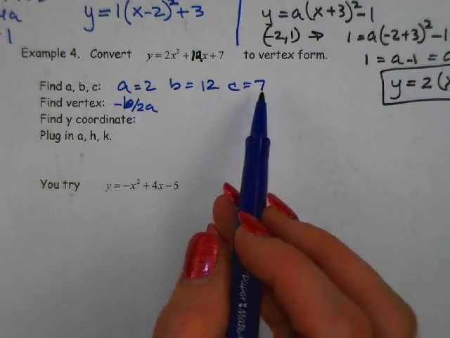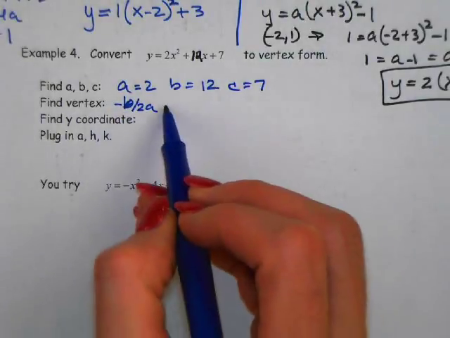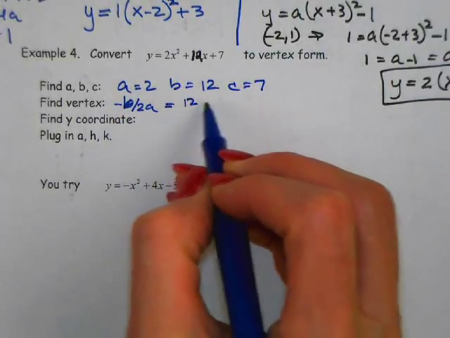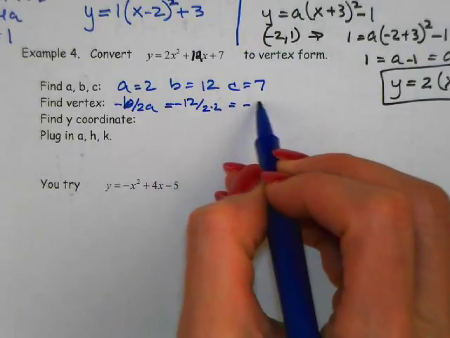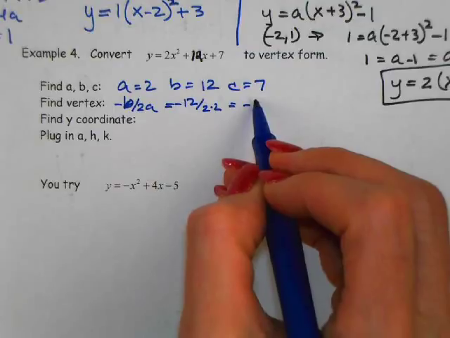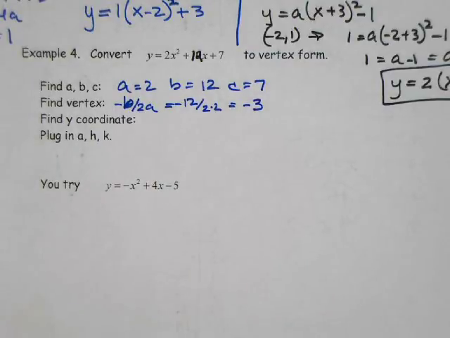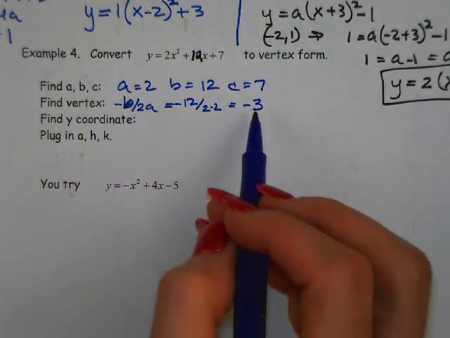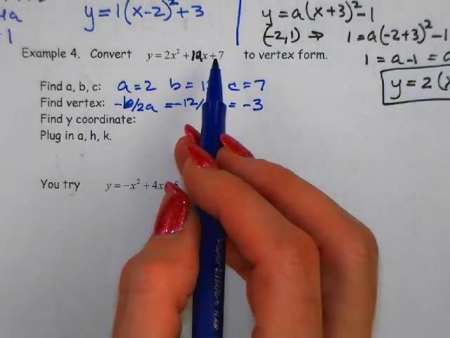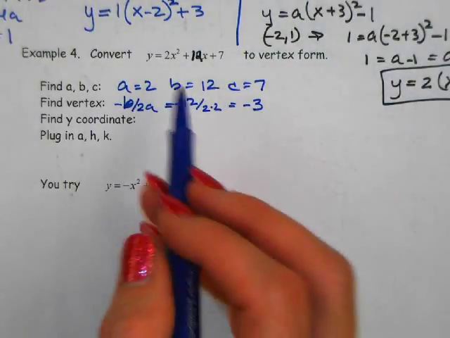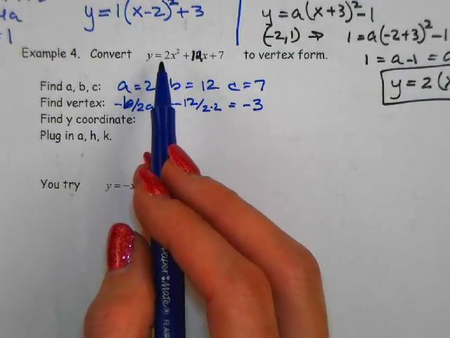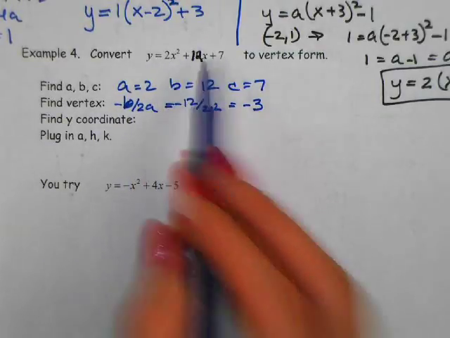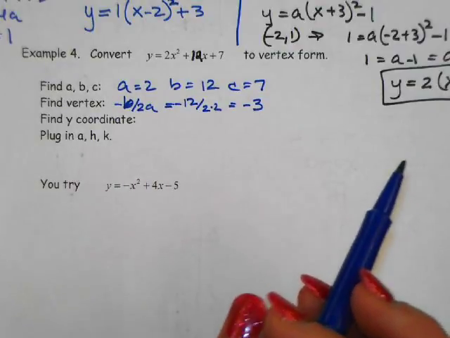Okay, so again, you find your a, b, and c. You find your vertex, -b over 2a. That's going to be -12 over 2 times 2, which is -3. -12 divided by 4 is -3. You take -3 and plug it back in. When I take -3 and plug it back in, I'm going to get 9 times 2, which is 18. 18 minus 36, is that what you guys got?